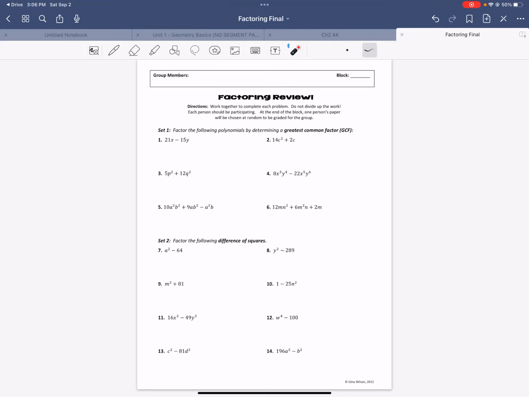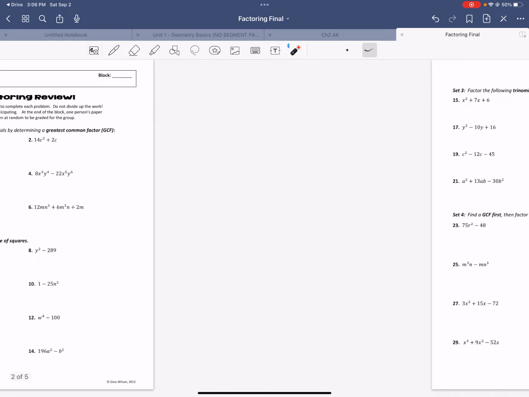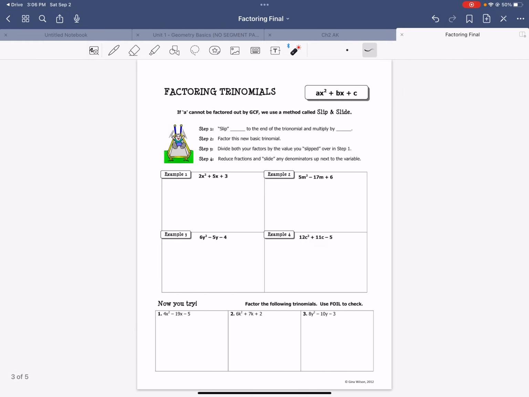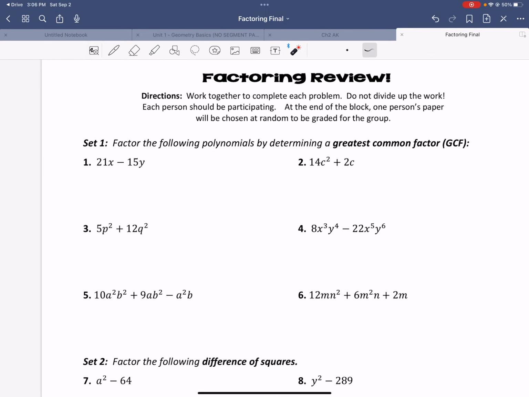This time we are going to review factoring. First one is about GCF, second one is difference of squares, and third one is just simple factoring with a GCF. And this one I will make the video for next video, okay? So let's do this one first.